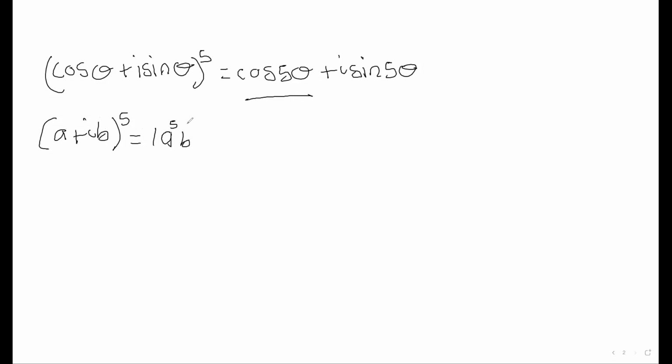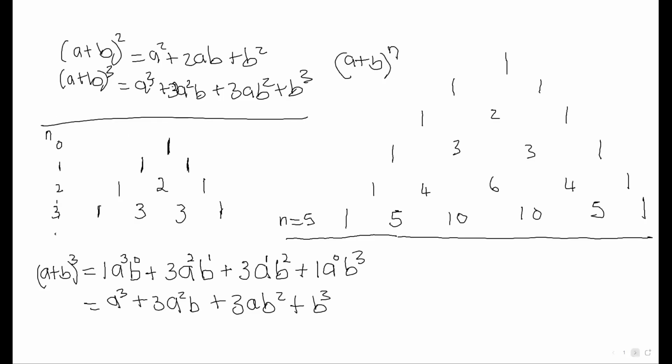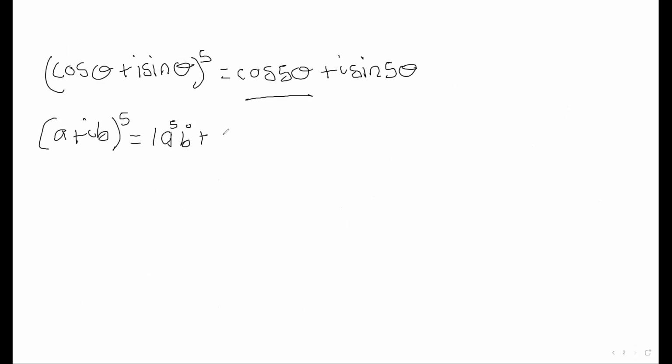B to the power 0. And then the next one was what? Let me check again. It was 5, 10, 10, 5. So the next one will be 5, the coefficient. And then you write the A, we reduce its power by 1, and the B increases. Oh, sorry, I made a mistake here. It's not actually B only, it's the whole thing, the I and the B. And we can just put it in a bracket.